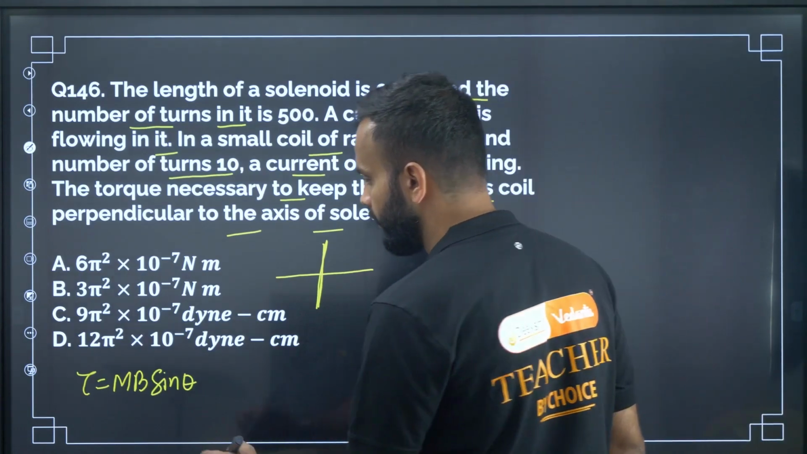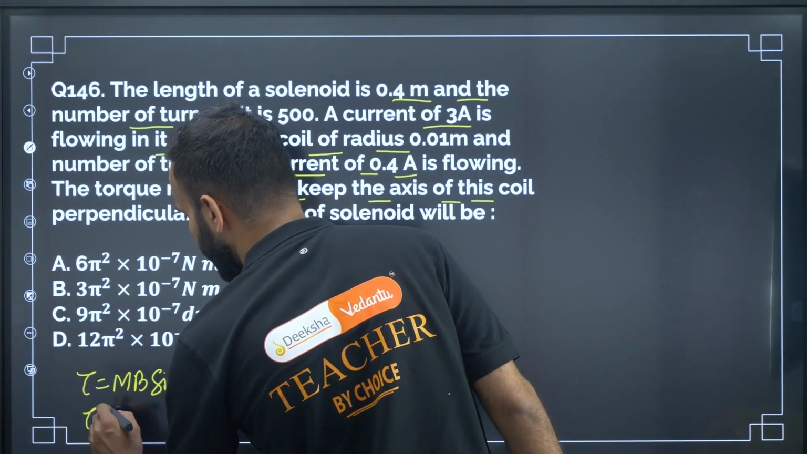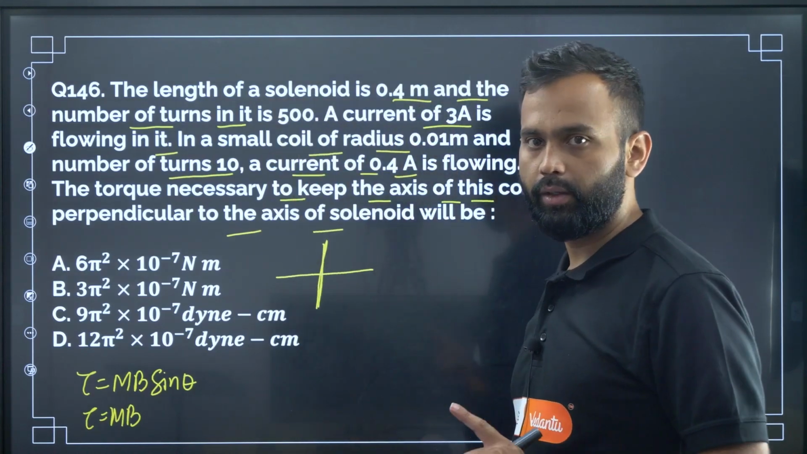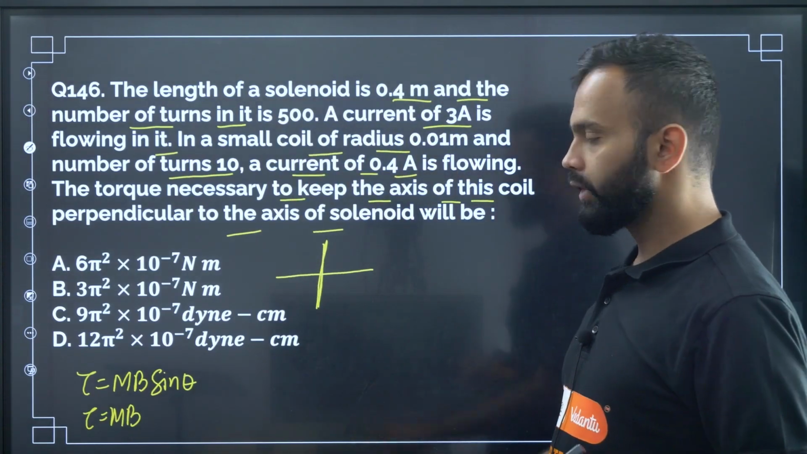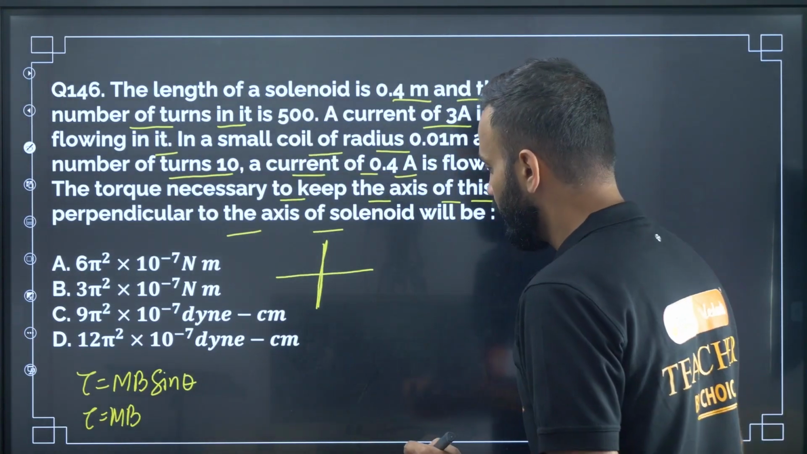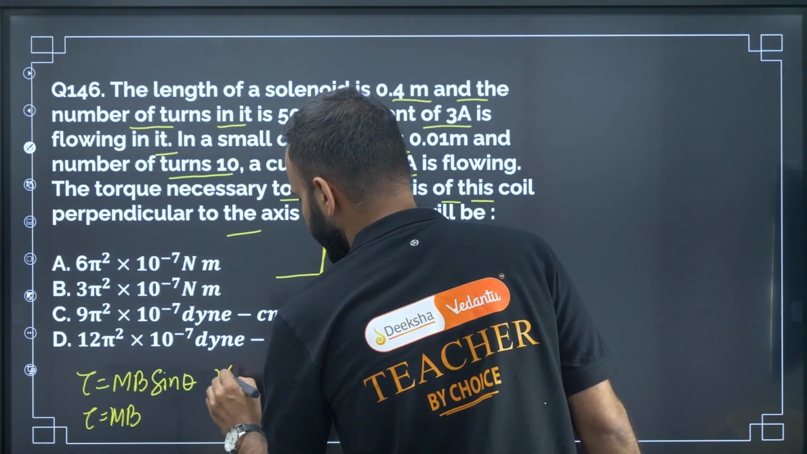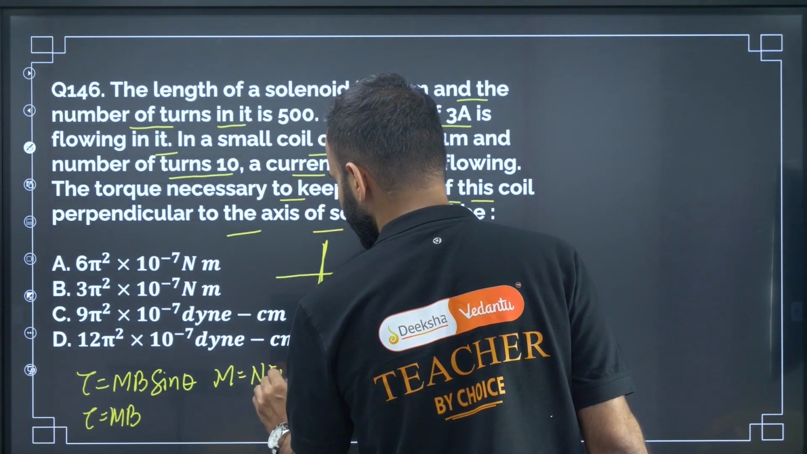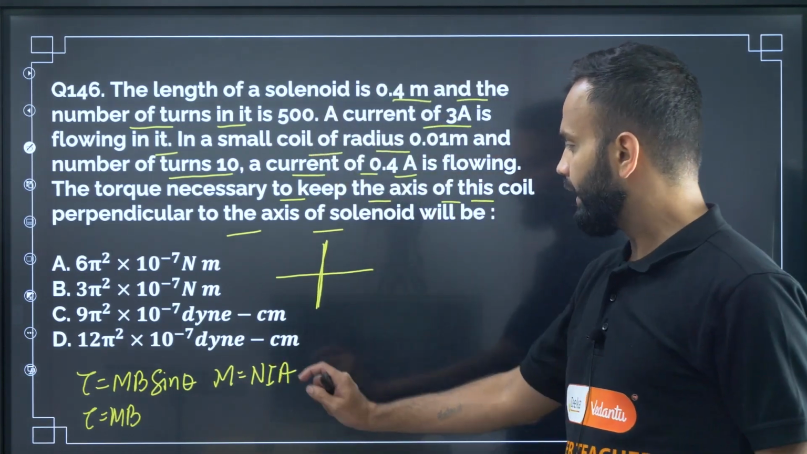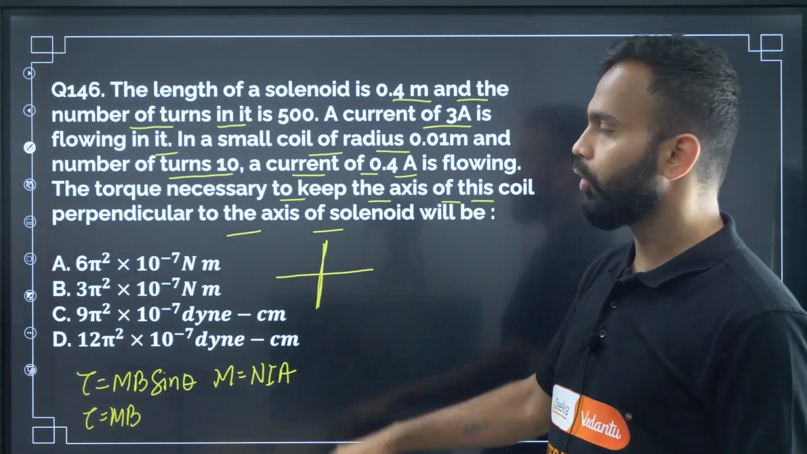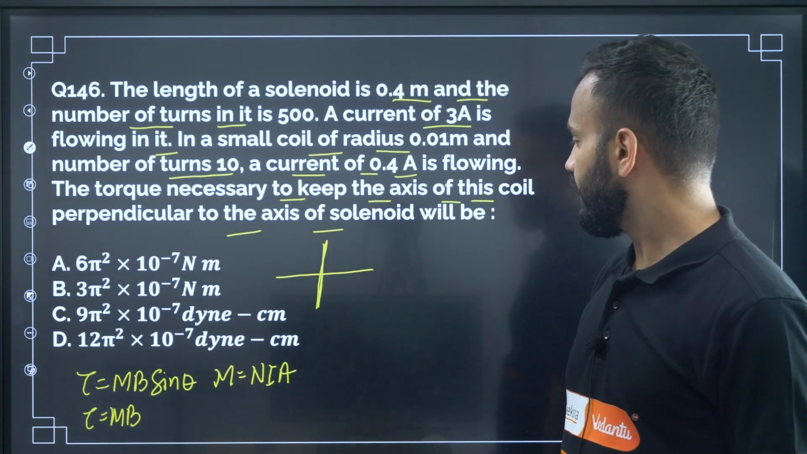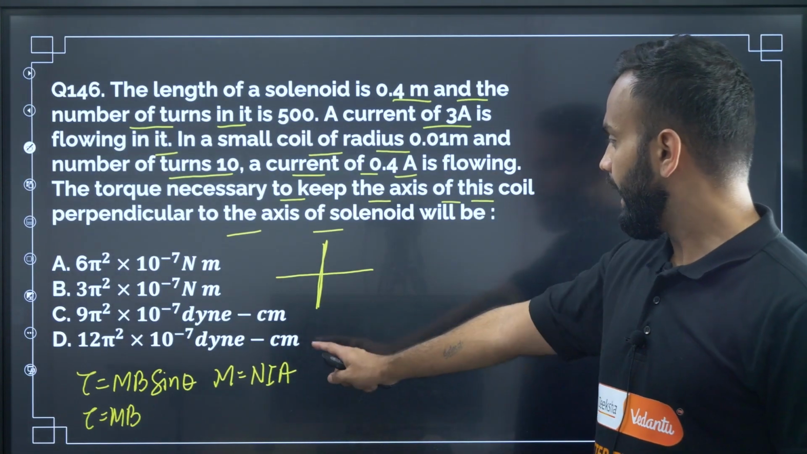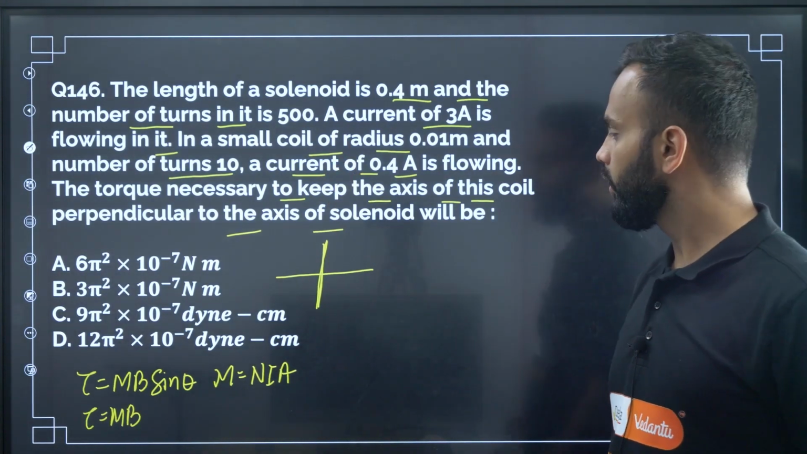So tau equal to MB sin 90 degree, right? Sin 90 degree is 1, right? So it is just M into B. Here M is equal to N into I into A, right? So what is N? N is the number of turns in the small coil, that is 10. And what is I? I is the current flowing in the small coil, right? And A is the area of the small coil.